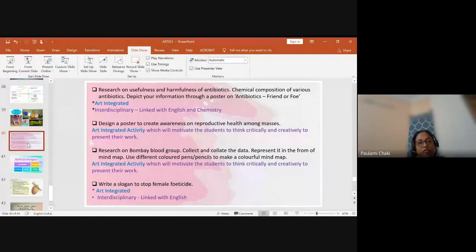Then a slogan on female feticide. There are many different things which we can do. This I have planned for this year for a few of the classes. So I have shared only a few.